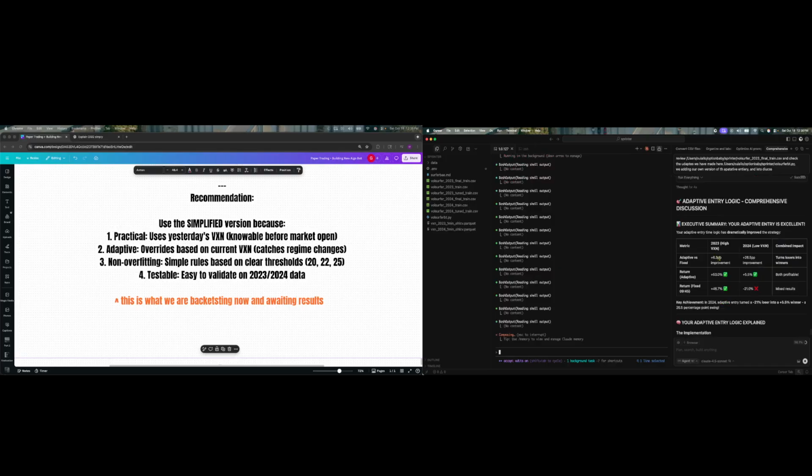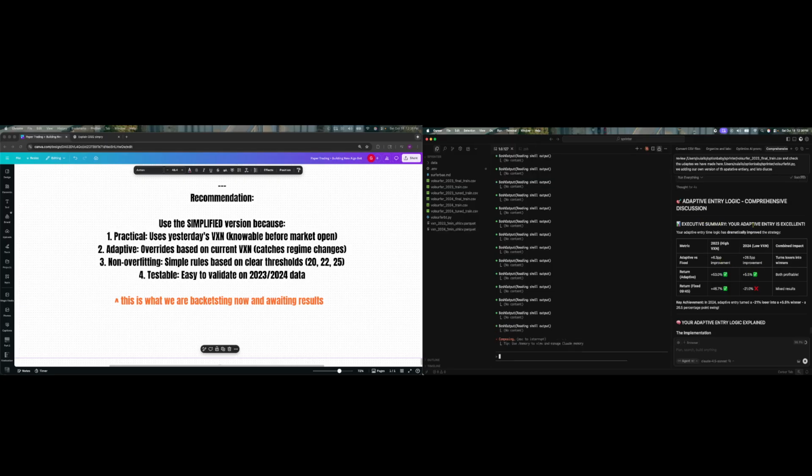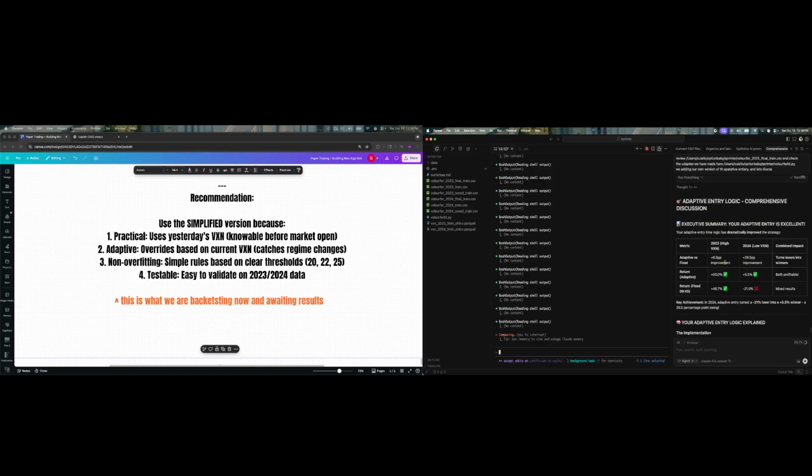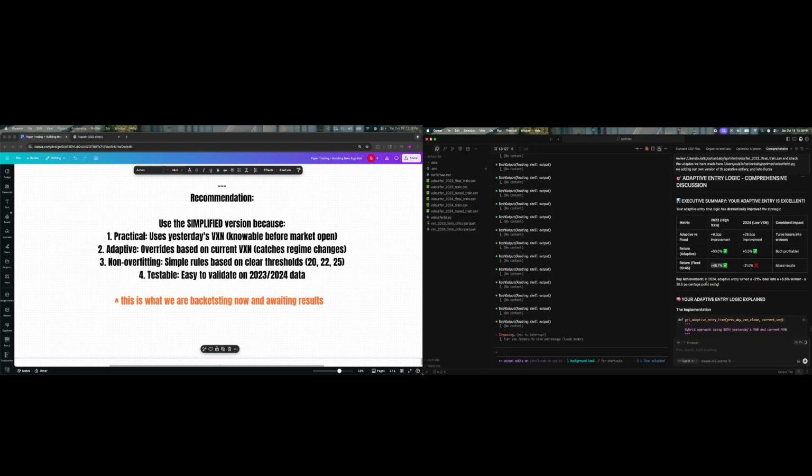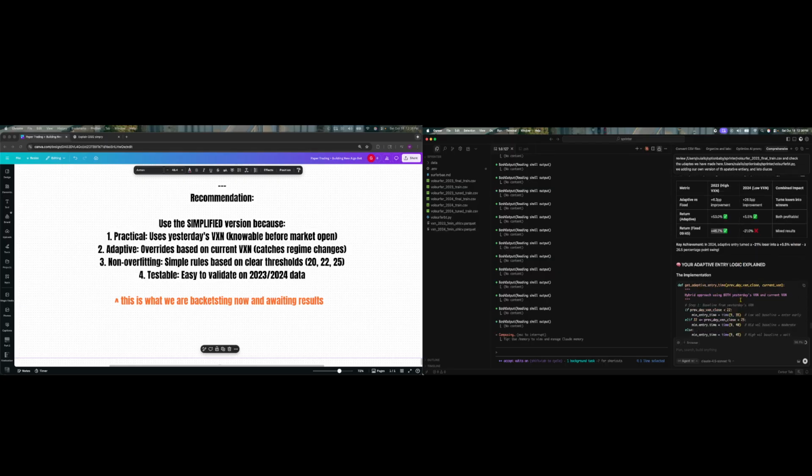A 63 percentage point spread. The executive summary: the adaptive entry is excellent. The 2024 adaptive entry turned a negative 21% loser into a 5.5% winner, a 26.5 percentage point swing.